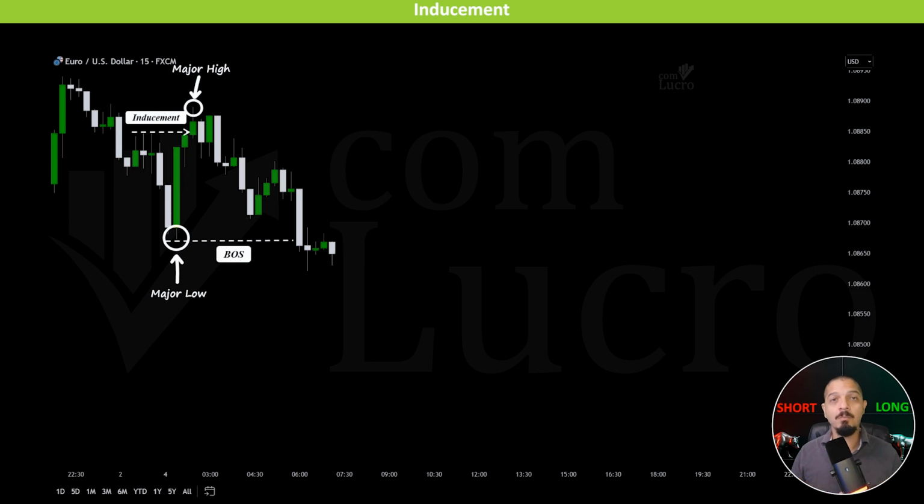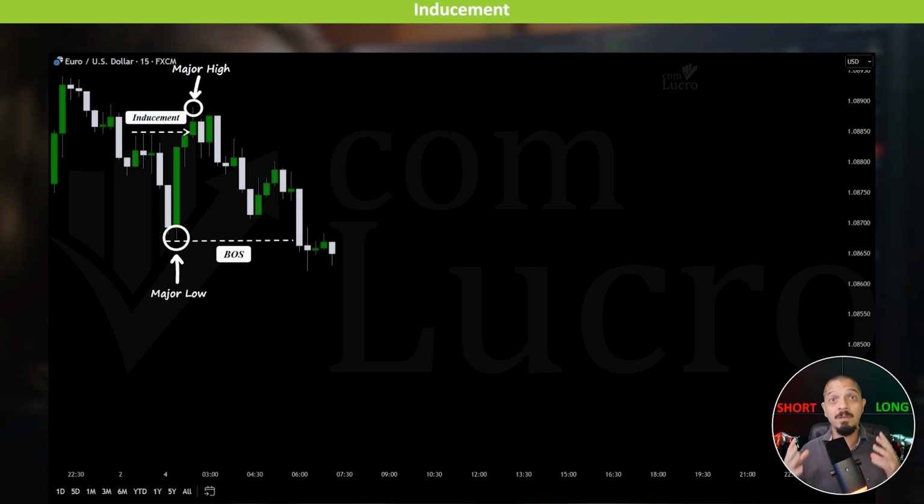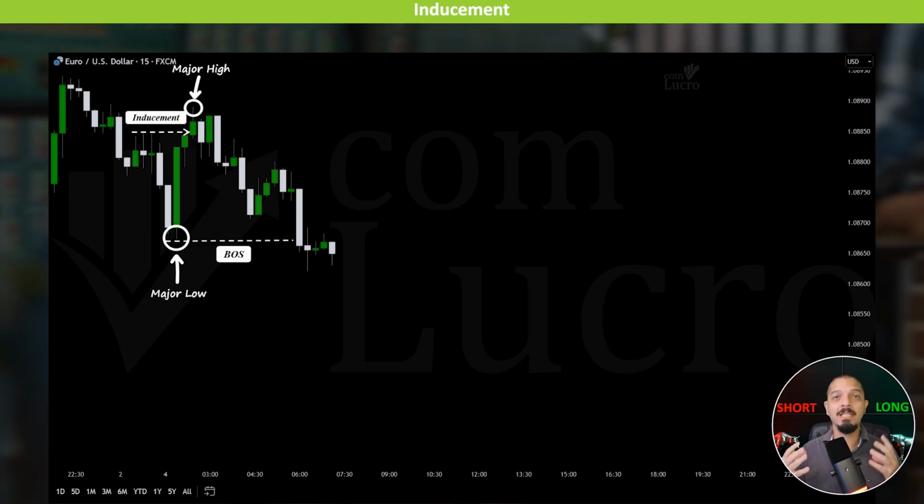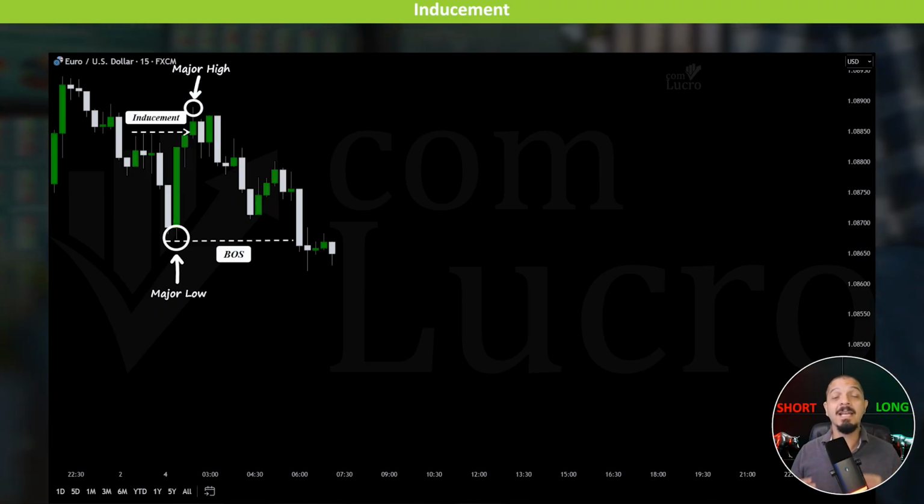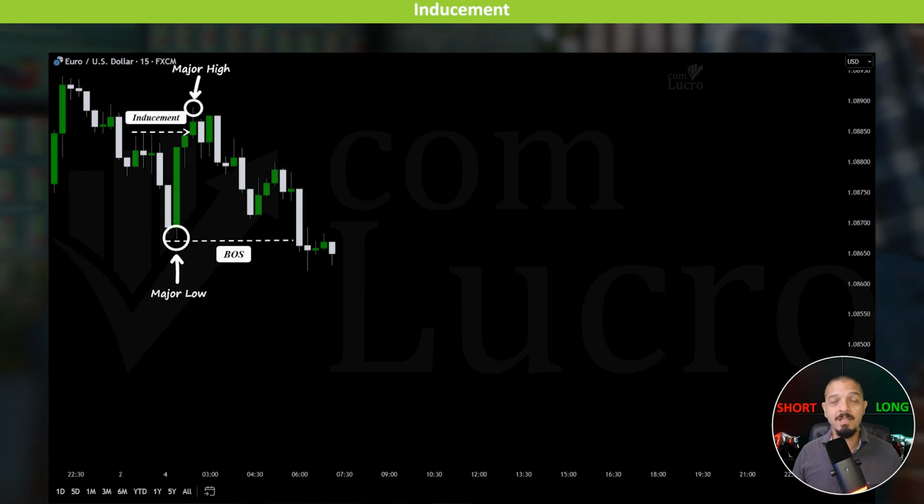This approach can improve your trading accuracy and confidence. Remember, consistent practice and thorough backtesting are essential for mastering these techniques and developing a robust trading strategy.